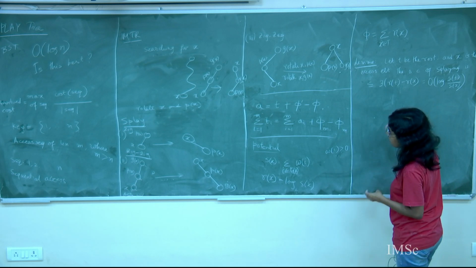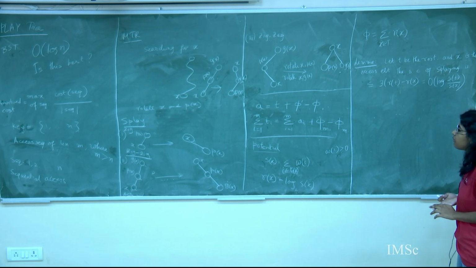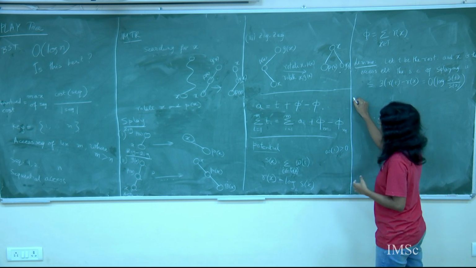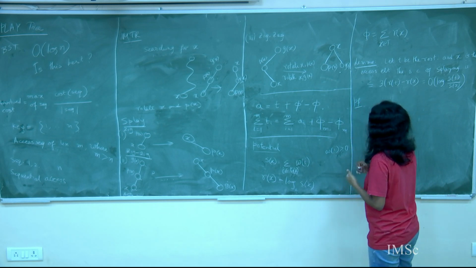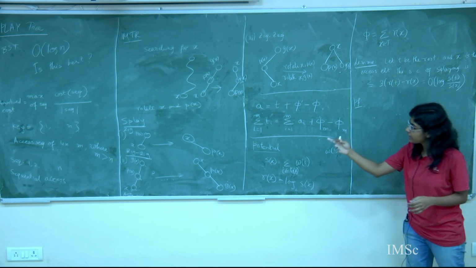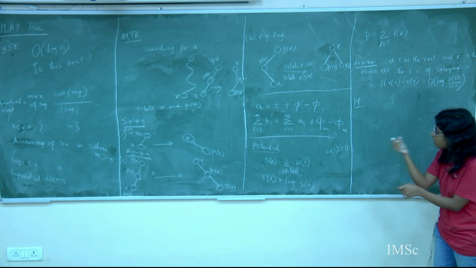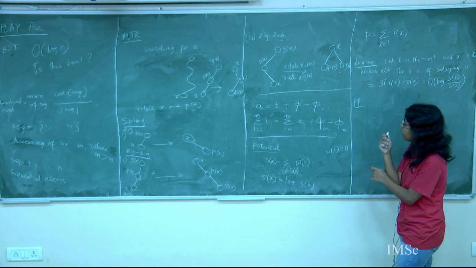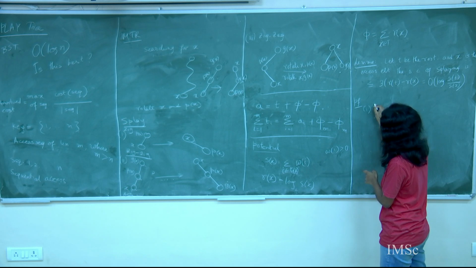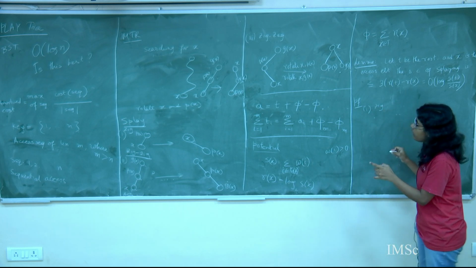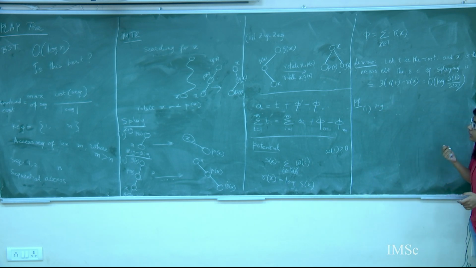So again, the proof is a bit calculative. We'll just look at case by case and we'll show that the cost for splaying is at most this. So in the first step, if I look at the zig case, what are the nodes whose potential is changing? Only the parent of x and x.